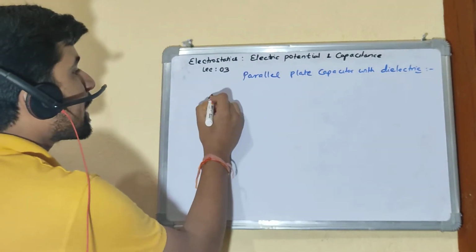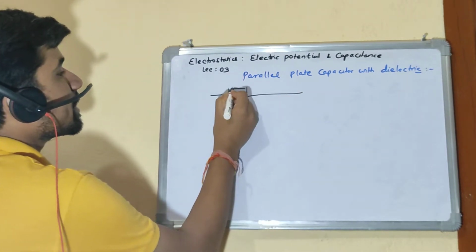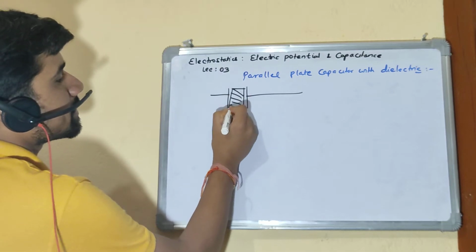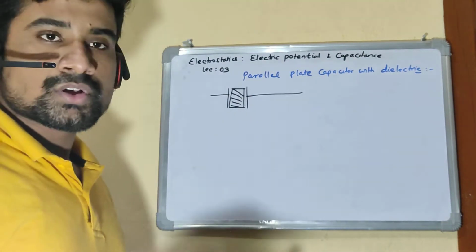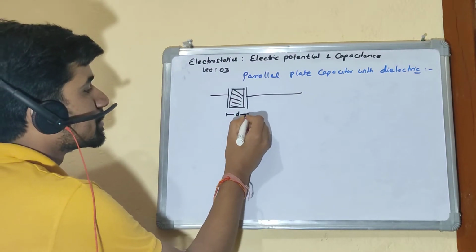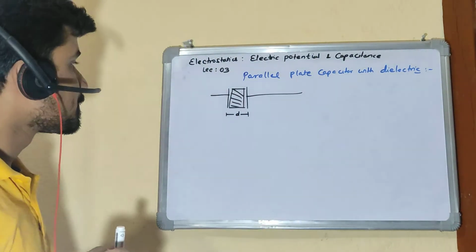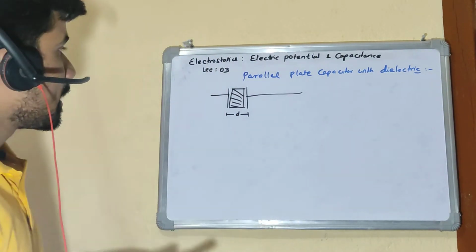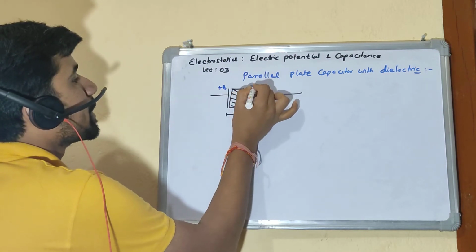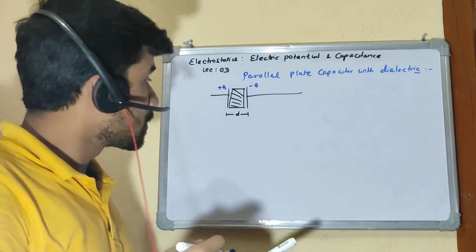So let's say this is a parallel plate capacitor. This has a dielectric in between. This is a dielectric. Let's say distance between the plates is D. And let's say charges on the capacitor is plus Q on this plate, minus Q on this plate.